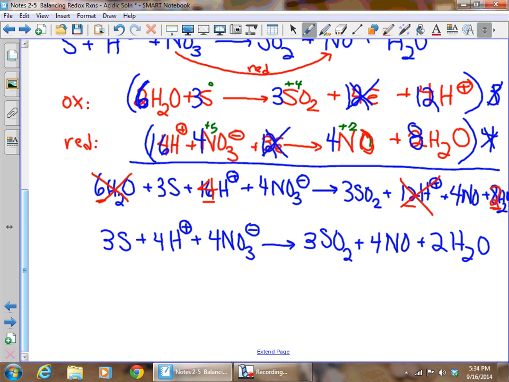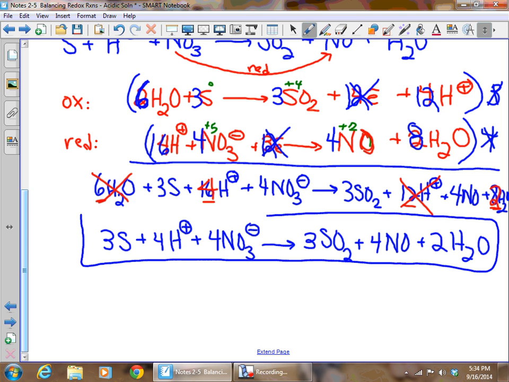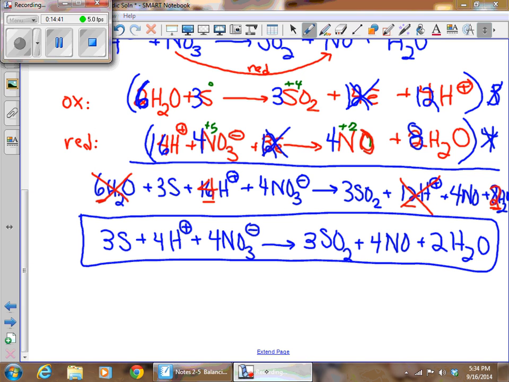And let's look at our charges. We have 0 charge on the right, no oxidation numbers on the right showing, and 4 positives and 4 negatives on the left. Those cancel out to 0 as well. Both charge and mass are balanced. That is our final balanced redox reaction.